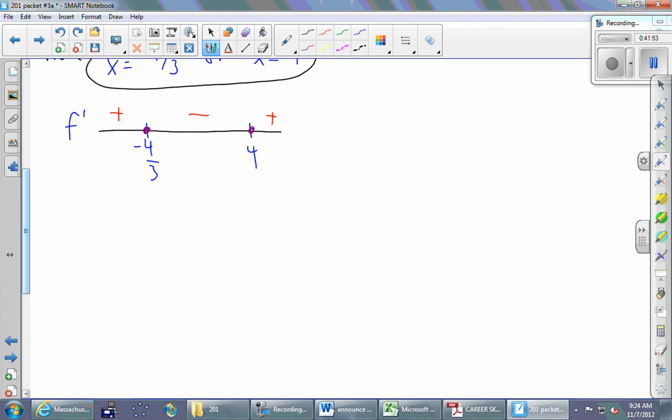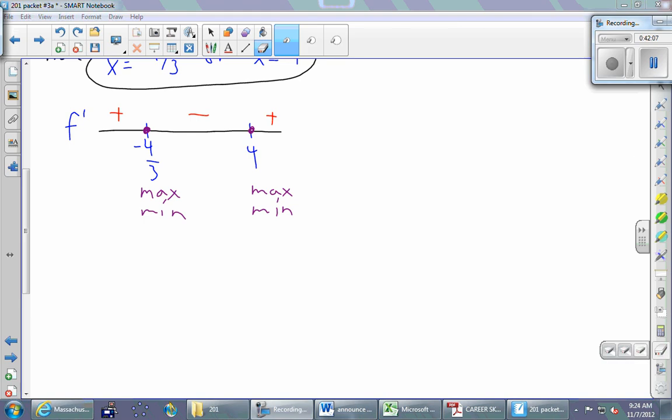Can you guys look back to the first derivative test if you need to, and you're going to write here either max or min, and you're going to write over here either max or min. Okay, what is the first one? First one's a max because we went from positive increasing to negative decreasing. That right there is a max. Second one is a min because we went from decreasing to increasing.